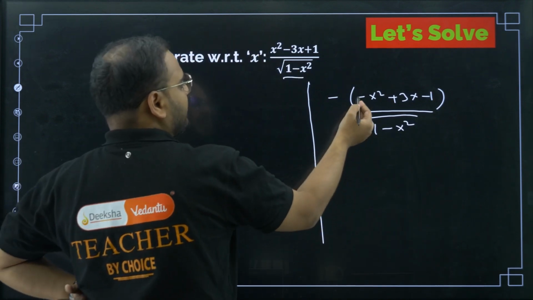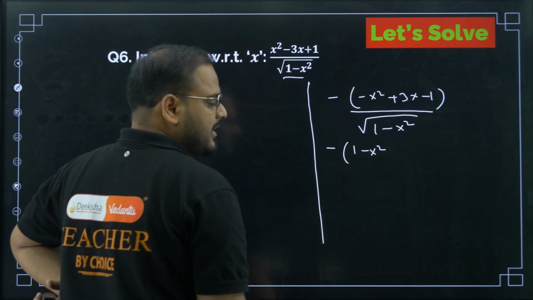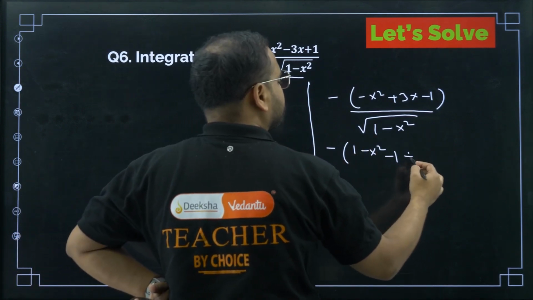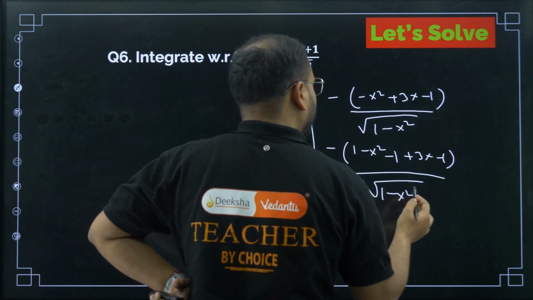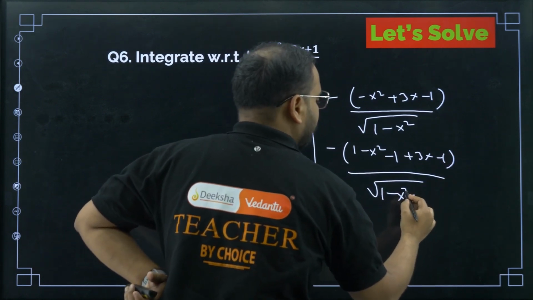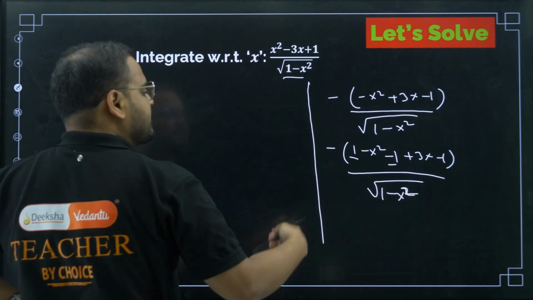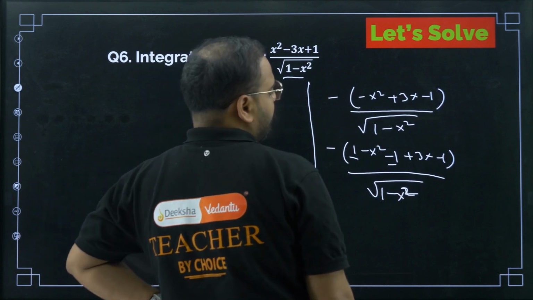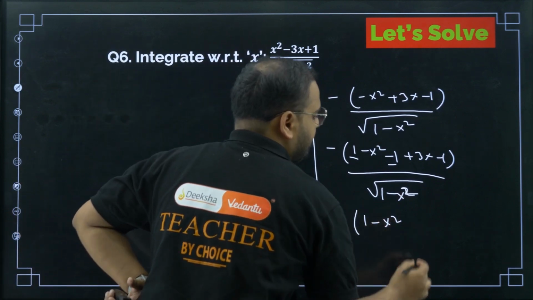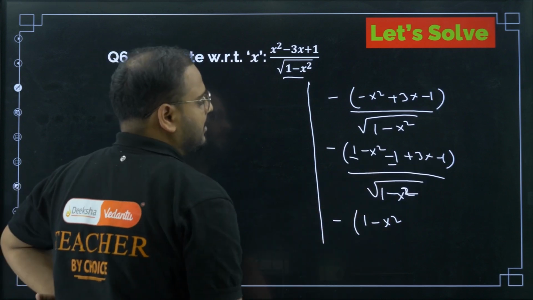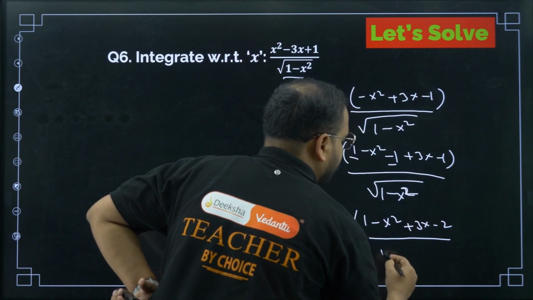Okay, now I can add 1. I need a plus 1 right over here, so I can add this 1 minus x square. Since I've added something extra, I have to remove that also. Please have a look. This 1 is my extra. I have to remove that also. For that reason, I've added and subtracted the same thing. What am I going to get? I'm going to get minus of 1 minus x square, and this minus 1 and minus 1 will become plus 3x minus 2 upon this whole thing.